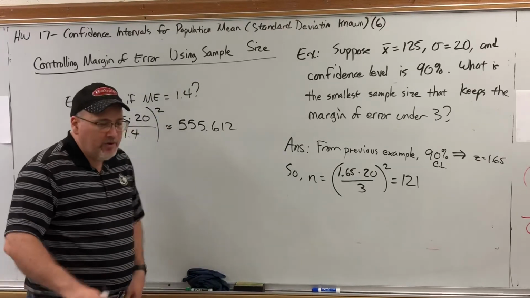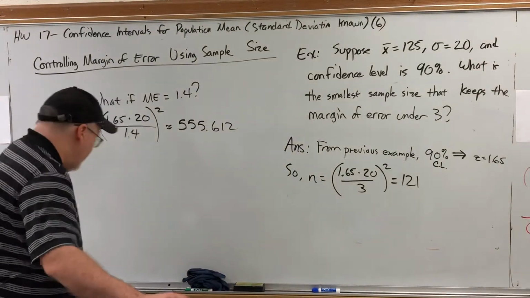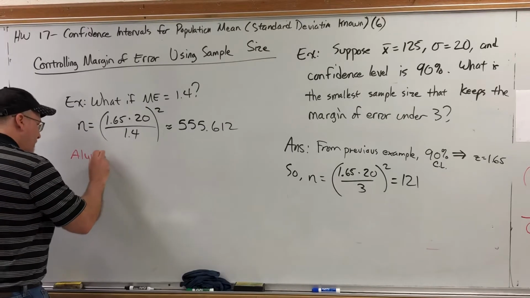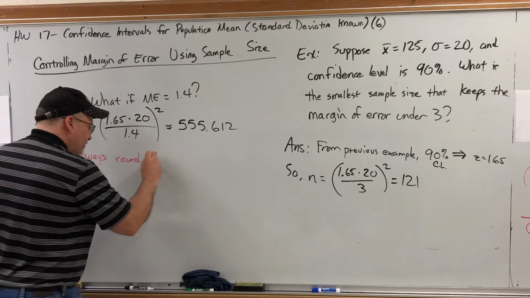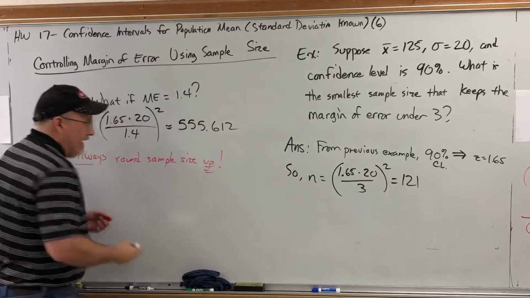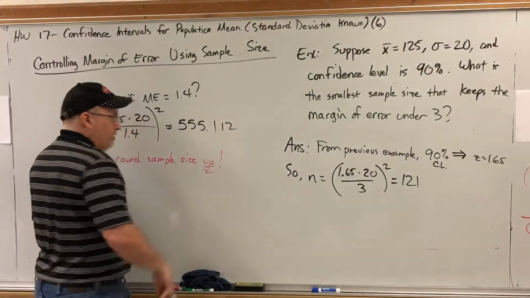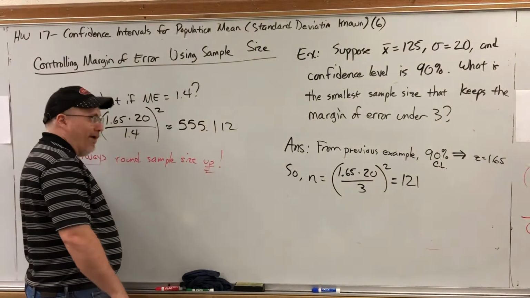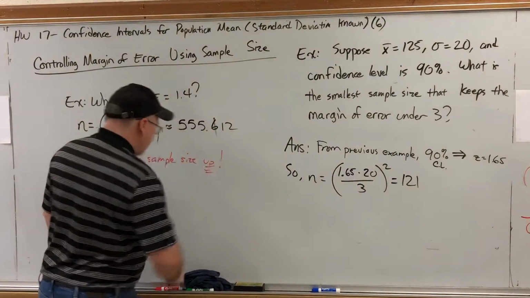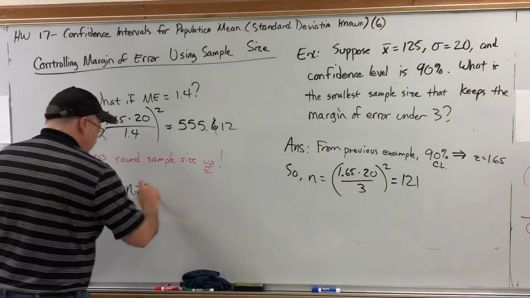Now you can't pick 555.612 people to be in a sample, so you would have to round it. And this one would normally round up. But the rule for rounding here is you always round sample size up. It does not matter how small the decimal is after the decimal point. For example, if this 6 had been a 1 and it was 555.112 instead of 0.612, I would still round up. I'll tell you why in just a second. So in this case, our sample size would be 556.